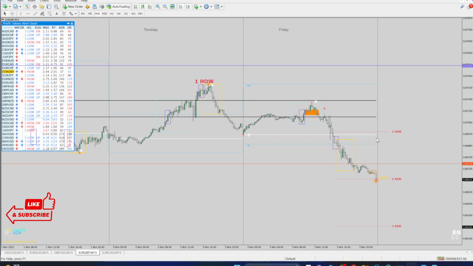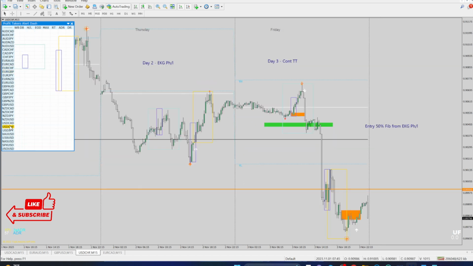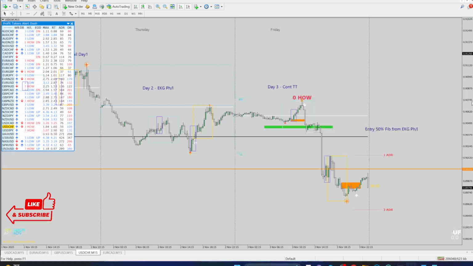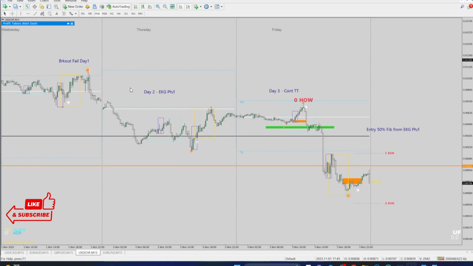So now we're going to look at the dollar Swissy, which was a 0. And here's what I'm talking about, guys. Of course this one on Wednesday was a breakout fail. So we're counting that as day 1 because it got to yesterday's high, the blue tracer, and it failed. Day 2, I love this EKG pattern, right?